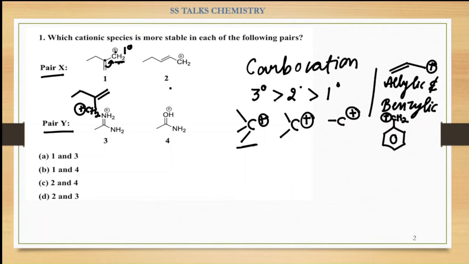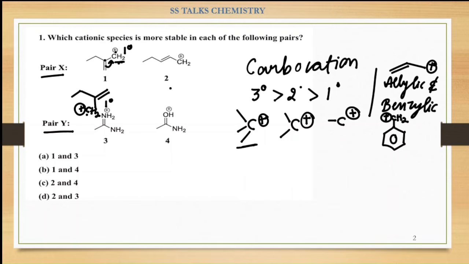So again you can see the carbon on which the positive charge is coming is further attached with one more carbon atom. So again you are getting the primary carbocation. That means in molecule number 1, we are only going to get the primary carbocation even after the resonance stabilization we are providing, right?